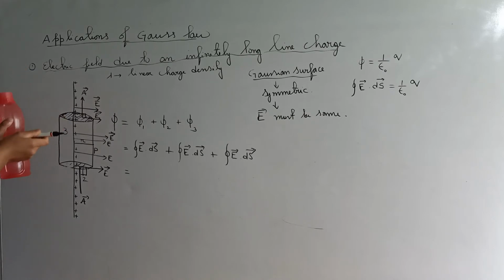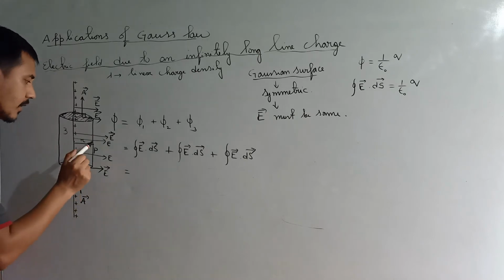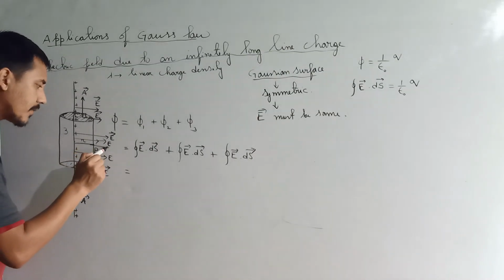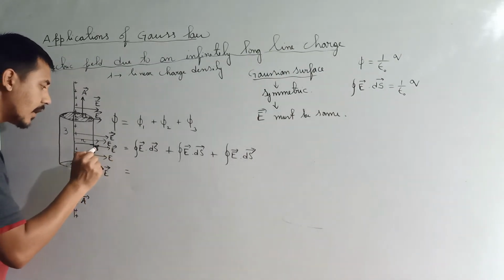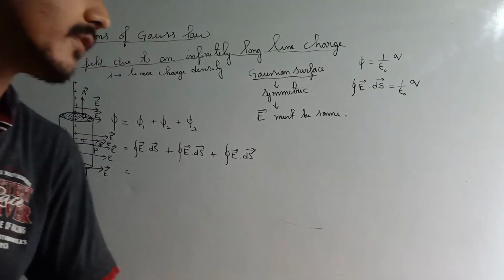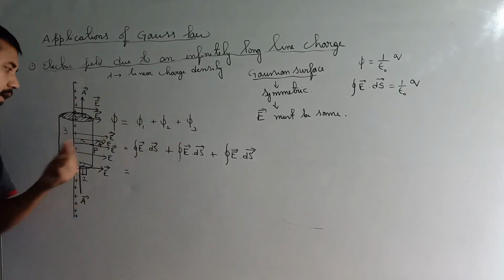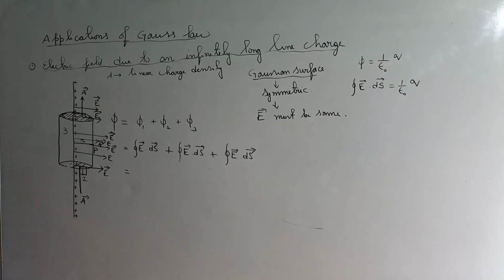Is it okay? That means for the curved surface area, the area vector and the electric field E are in the same direction. So the angle between them will be 0 degree. Are you following that? The angle between them will be 0 degree.